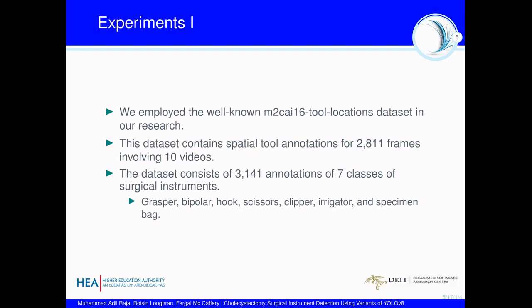Our experimental details are that we employed the well-known M2CAI tool locations dataset in our research. This is an open source dataset that is annotated very well for surgical tool detection, and it contains tool annotations for 2,811 frames involving 10 videos. The dataset consists of 3,141 annotations of 7 classes of surgical instruments: grasper, bipolar, hook, scissors, clippers, irrigator, and specimen bag, respectively.